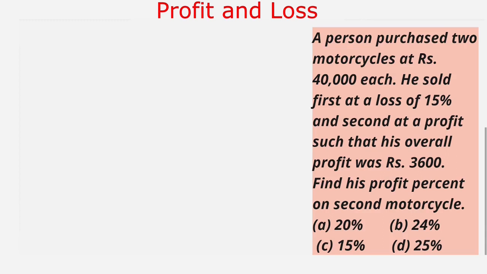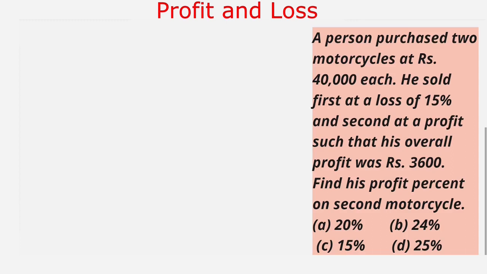That is our answer. So we cancel two zeros in both the numbers. 9,600 becomes 96 and 40,000 becomes 400. 96 on 400, therefore 1/4 of 400 is 100 and 1/4 of 96 is 24. Therefore the overall profit on second motorcycle is 24%, which is our answer, and that is option B from the given options. I hope you have understood whatever I have solved orally.